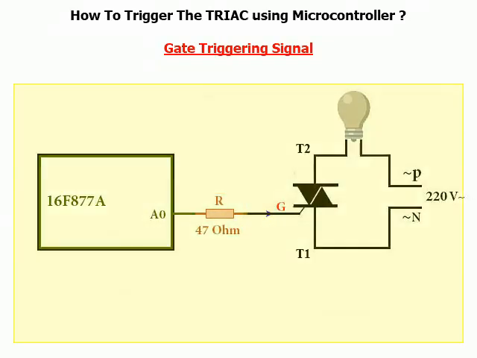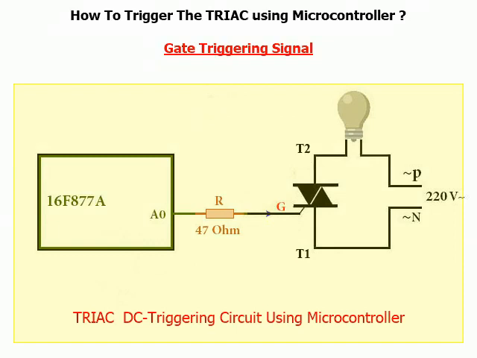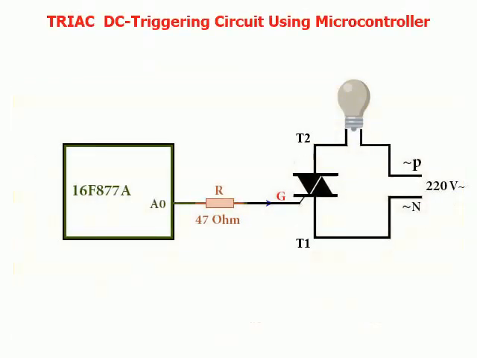Finally, this is the circuit for driving the TRIAC using the microcontroller. The TRIAC is triggered by sending logic 1 to the gate from the A0 output. The TRIAC now is on, and the load works. By sending logic 0, the TRIAC returns to the off state. But for this circuit to work, one last procedure is required. This is the TRIAC triggering circuit using DC current provided by the microcontroller.